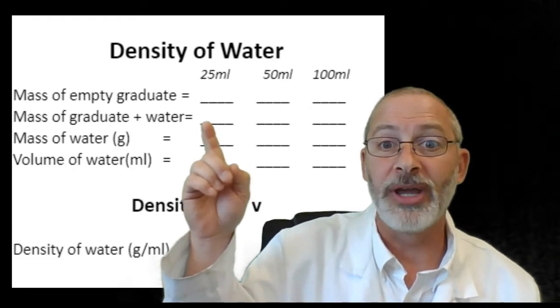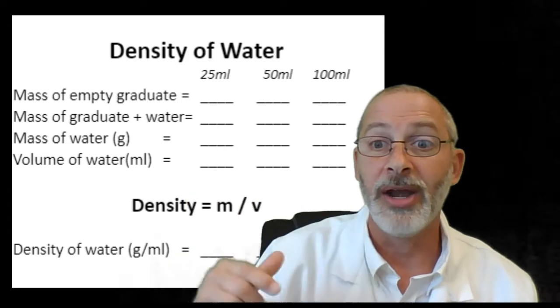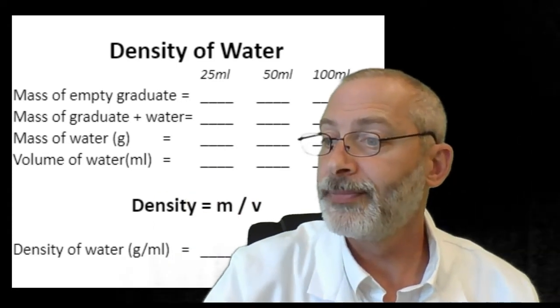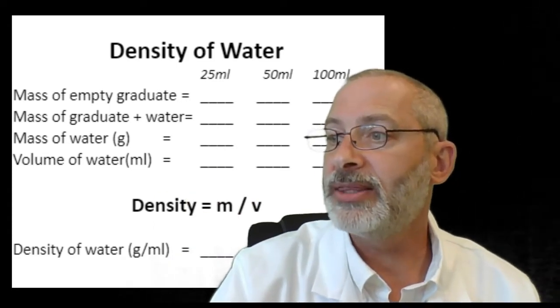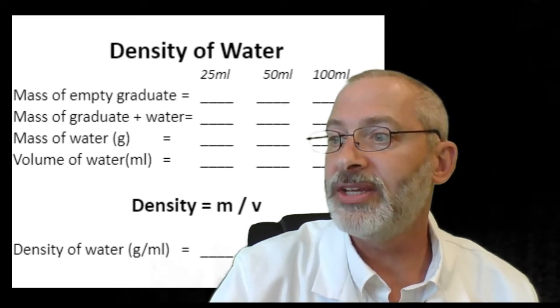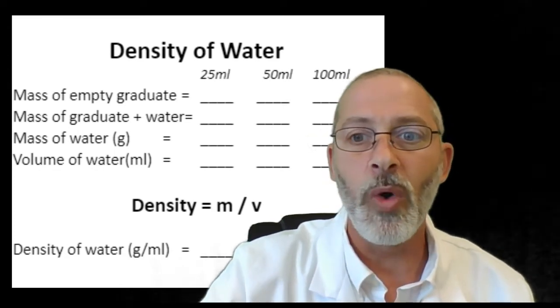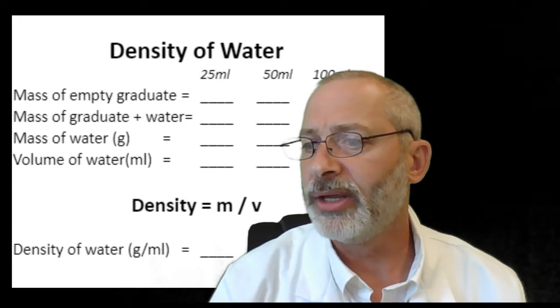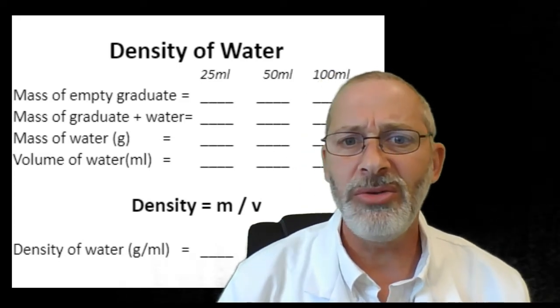75 grams. Write down 75 grams there. And then we'll go on to the next step. It says calculate the mass of the 25 milliliters of water. Oh boy. How are we going to do that?